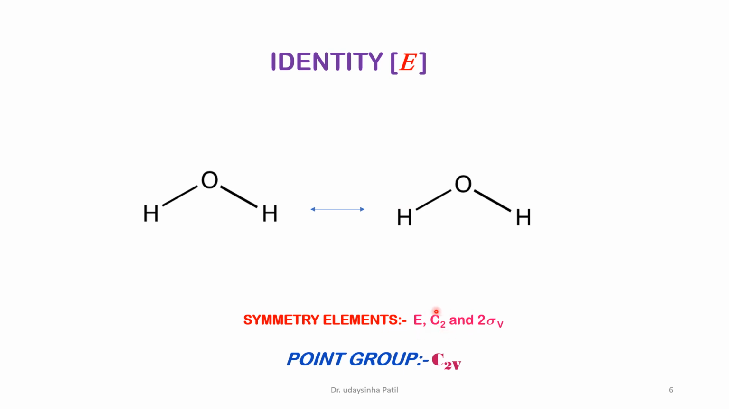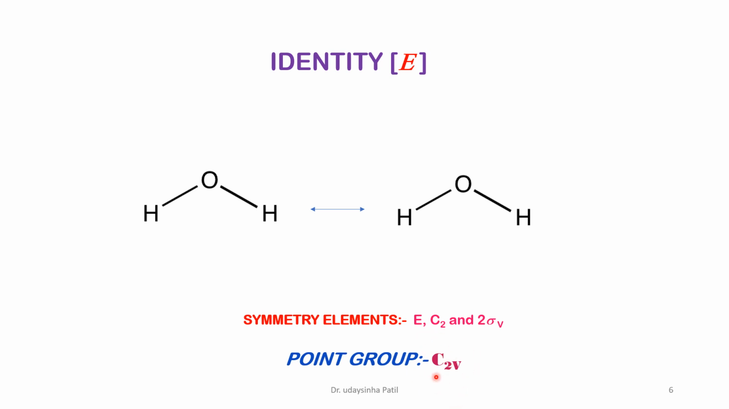Then there is only one C2 axis of symmetry present, and two vertical planes of symmetry are present, that is C2 and sigma V. Therefore, this bunch of symmetry elements is responsible for the point group named C2V. C2 means it is the only principal axis present in the molecule, and V is the notation used for the vertical plane of symmetry, and two vertical planes are present.